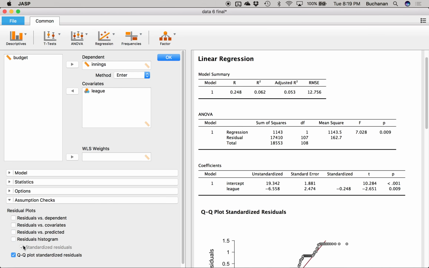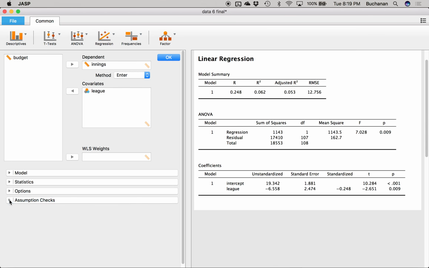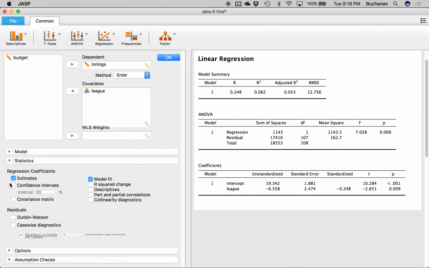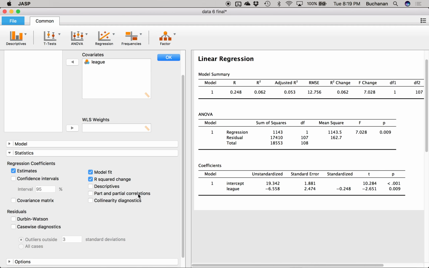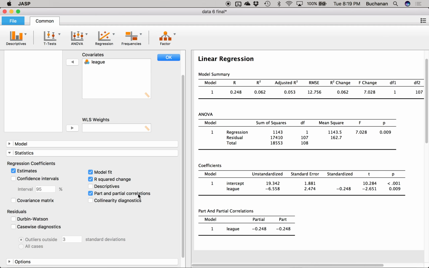And I'm going to turn all this off. I forgot it stayed on. Under statistics, I'm going to get R squared change. That makes life a little easier. We can get part and partials because we've been doing that all year. But when you only have one variable, R squared and part and partials are the same thing. So not totally useful right now, but we can go ahead and click on it. And this is the first thing we want to look at.